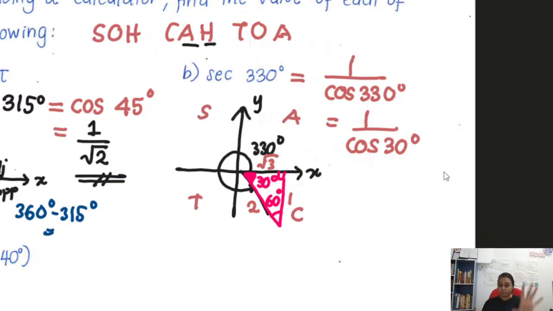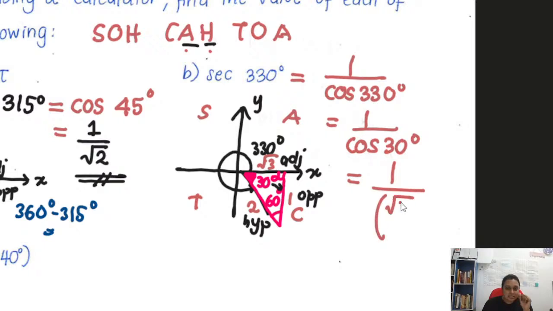Okay lah, cos dia positif kan dekat kuadran 4. Jadi, cos is adjacent and hypotenuse. Jadi, adjacent ialah yang ini. Ini opposite. Ini hypotenuse. This is hypotenuse. So, my adjacent is 3, hypo 2.